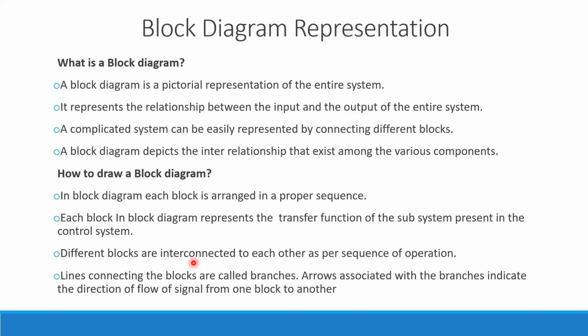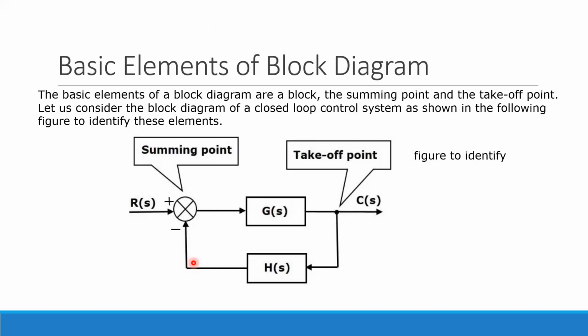So let us see an actual block diagram. This figure shows the basic elements of a block diagram. Number one, a block: these boxes are called blocks. Then there is a summing point. What is the meaning of a summing point? We'll see it later. Then there is a takeoff point. This is R(s), that is the input, and this is C(s), that is the output.